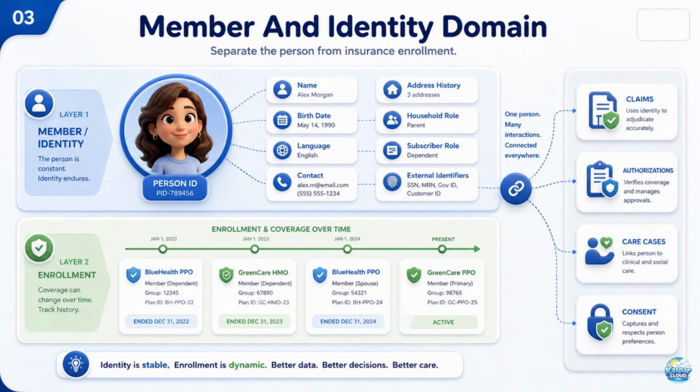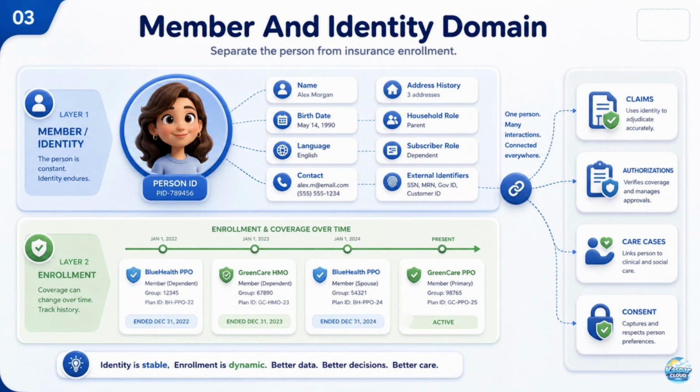The first major domain is the member and identity domain. This domain stores information about covered individuals, such as name, date of birth, gender, language preference, contact information, address history, household relationship, subscriber relationship, and member identifiers. A strong model separates the person from the insurance enrollment. This is important because the same person can move between plans, change employers, gain or lose dependents, or have different types of coverage over time.